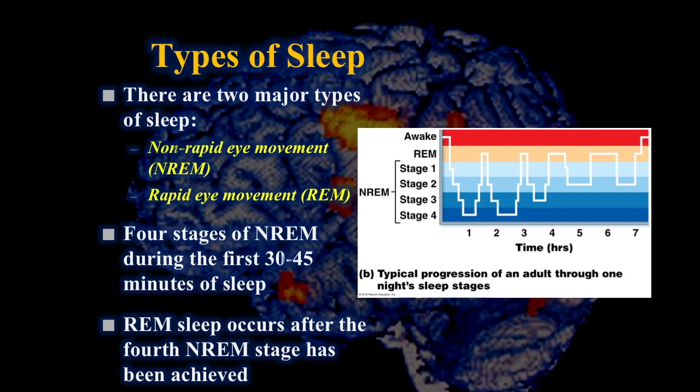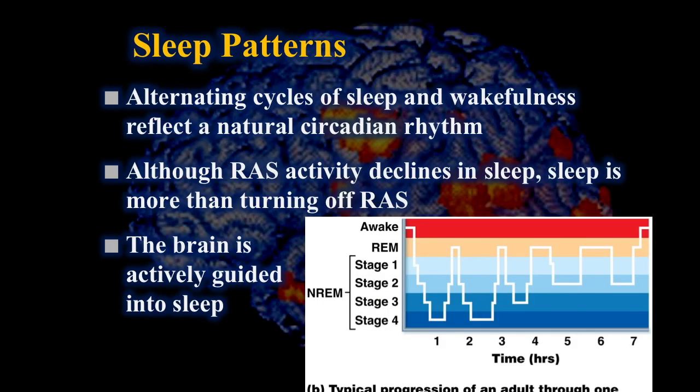Okay. Then in non-rapid eye movement, there are usually 4 stages, and you go from one stage to the other as you're drifting into sleep. Okay, and then you come back out. So stage 1 of non-rapid eye movement, 2, 3, 4, but then it will go back up 3, 2, 1, and then you'll get back to REM. And then you go through those cycles as you sleep, into REM and out of REM. Okay? So you have alternating cycles of sleep and wakefulness. It's going to reflect a natural circadian rhythm.